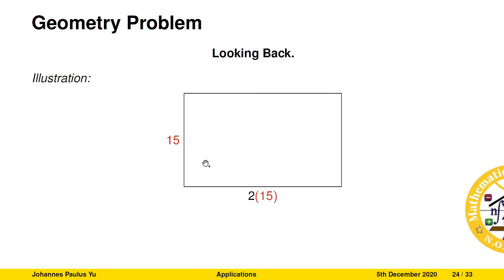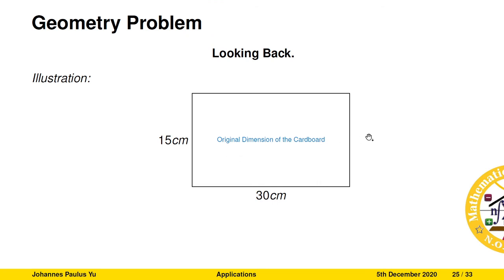So, 15 is the width, and 2 times 15 is the length. So therefore, the original dimension is 15 centimeters as width and 30 centimeters as length. So I hope, guys, that you understood this geometry problem very simply. And it will help you in solving situations in practical life. Thank you.